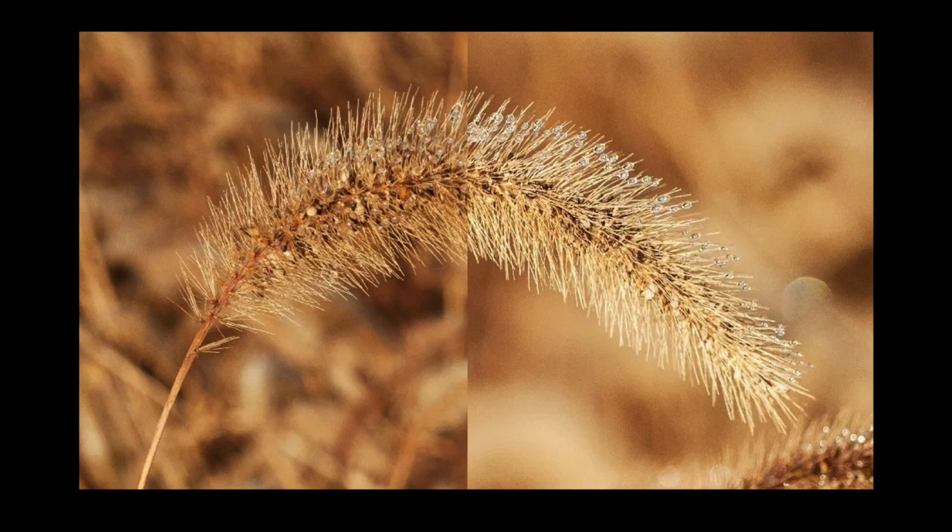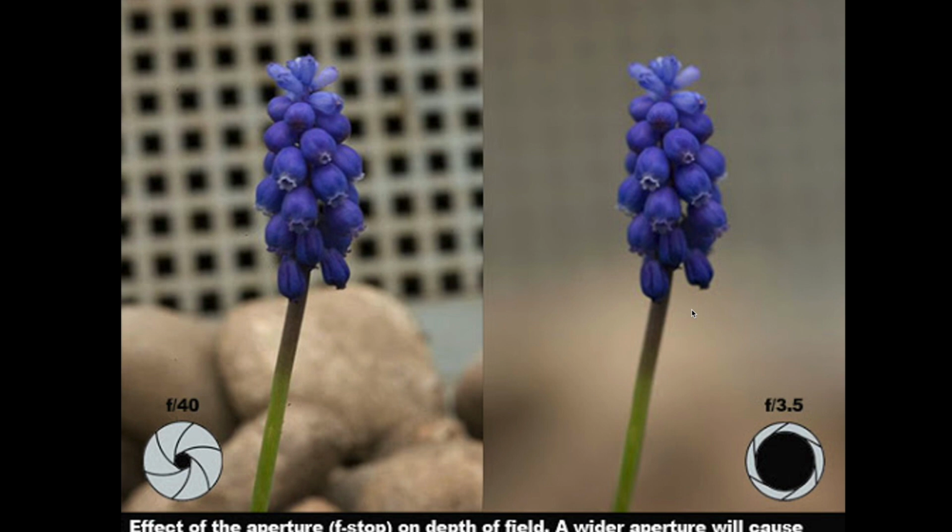So on the left side, do we have shallow depth of field or deep depth of field? Deep depth of field is where most of the items are in focus. And you could see on the left side, compared to the right, which we have shallow depth of field. Here we're looking at f40 and f3.5. At f40, we have deep depth of field. And at 3.5, we have shallow depth of field.